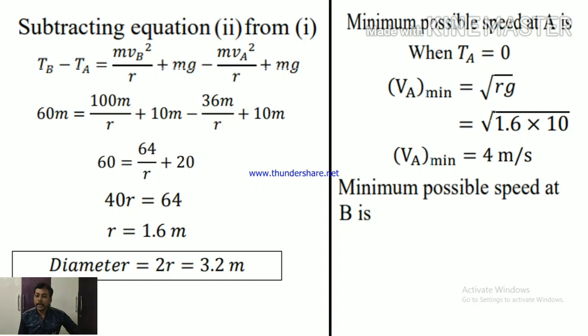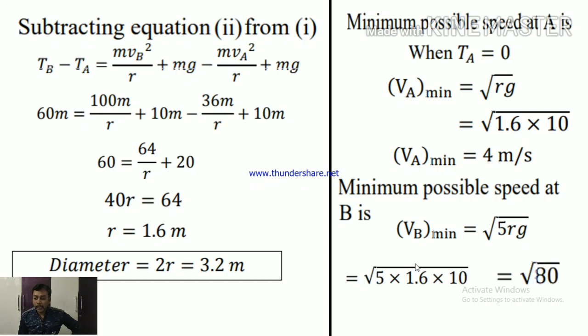The possible speed at the lowest point is under root 5 R g. So if we put the value of 5 R g, we get under root 80, and that is V_B minimum, equal to 4 under root 5 meter per second. So here in this case we have to determine three quantities. First we take the formulas for tension.